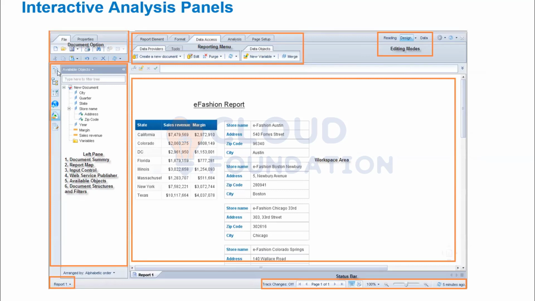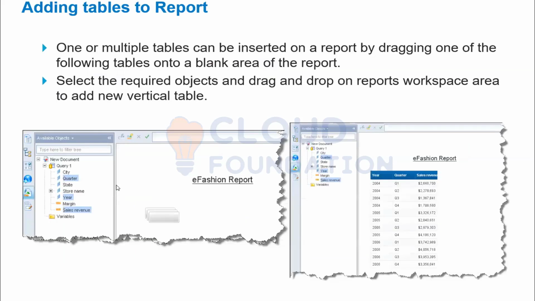First one is the document summary. It will list when the report was created, when it was last refreshed, when it was last modified, and who modified it. Everything related to that will be summarized in the document summary tab. Report map shows the structure of the report, like how many tabs there are, and inside each tab how many blocks and tables there are. Input controls are like filters too. Then web service publishers, available objects, document structures.